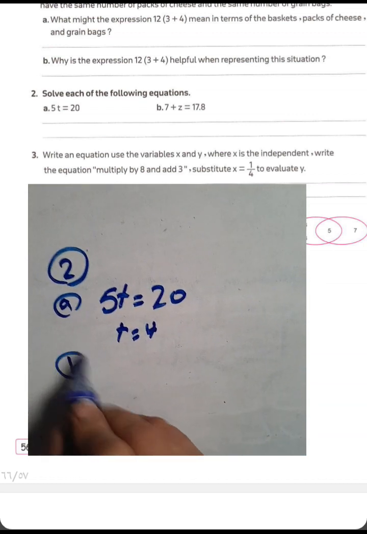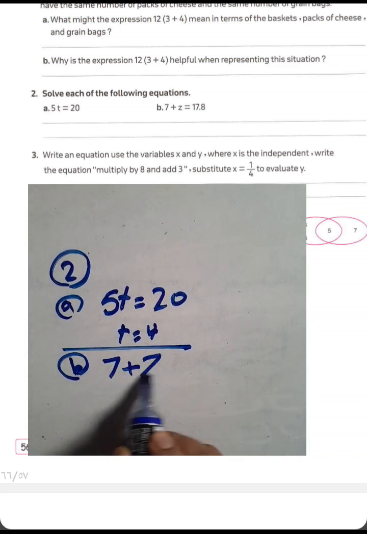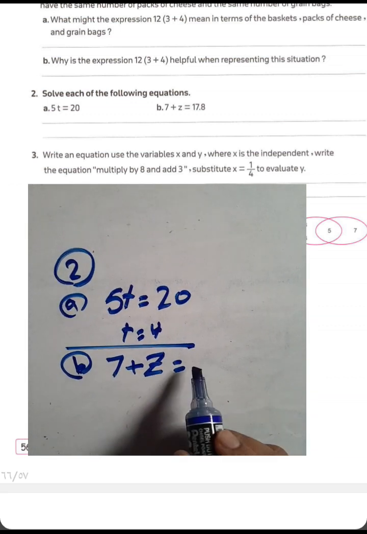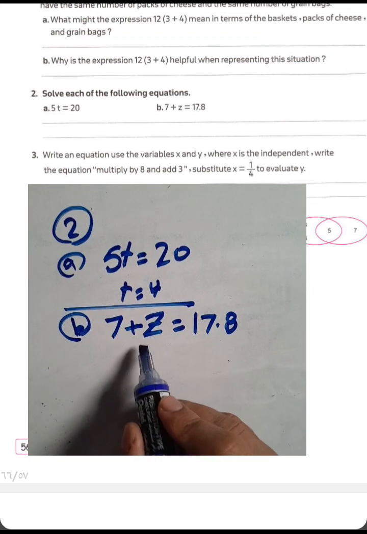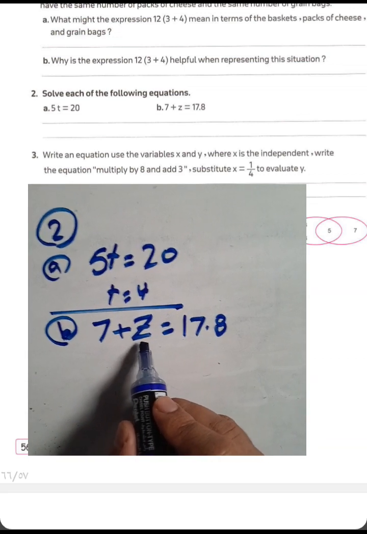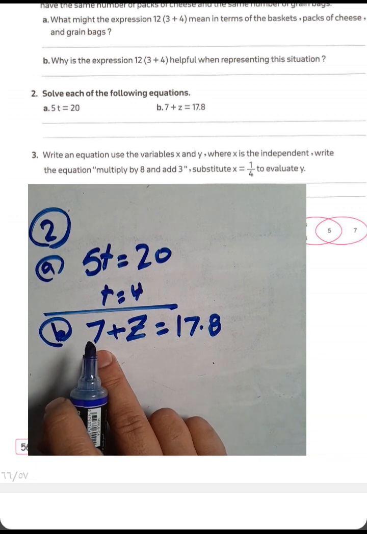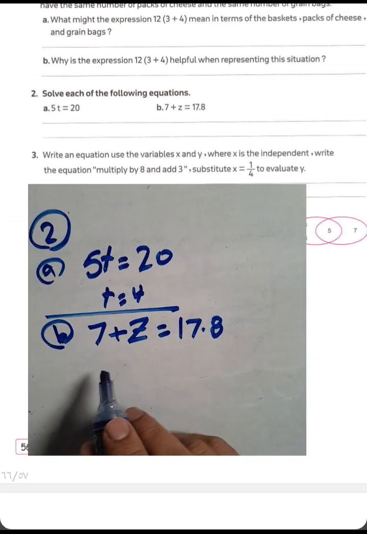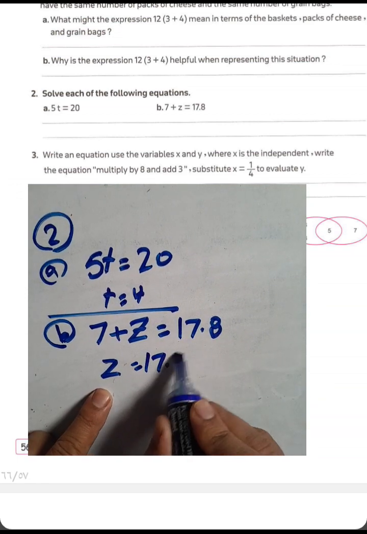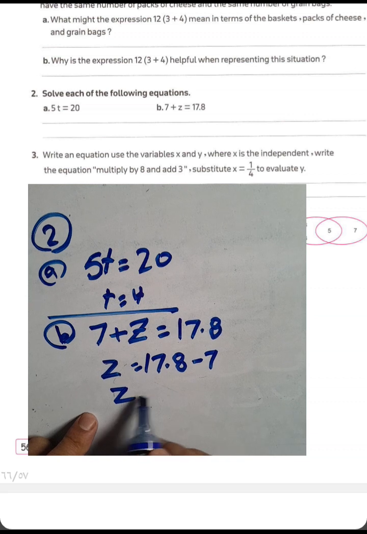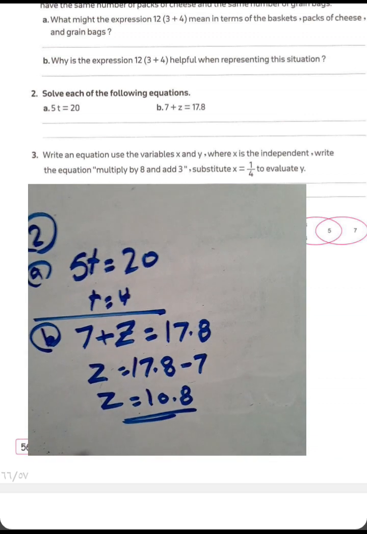Letter B. We have 7 plus z equals 17.8. We can find the value of the unknown variable z by adding the additive inverse of 7 to the right hand side and left hand side. Then z will be 17.8 subtract 7. Then z will be 10.8. It's the value of z.